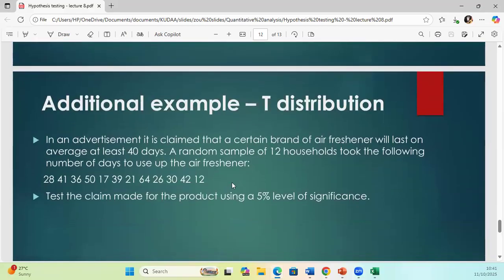So when do we use a t-distribution? Look at the next case now. In an advertisement, it is claimed that a certain brand of air freshener will last on average 40 days. So again, we have a claim here that it will last 40 days. A random sample of 12 households took the following number of days to use up the air freshener. Test the claim made for the product using a 5% level of significance.